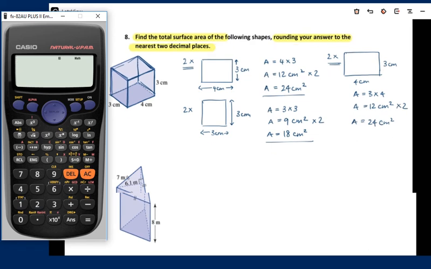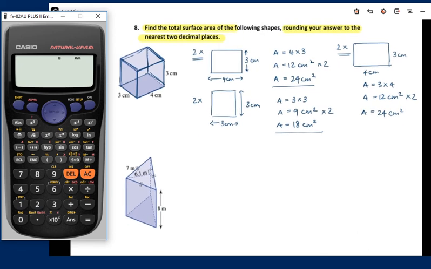Now that we've found the area of each of the surfaces, what we then need to do is add them all together, because the key word being total. So I'm going to go 24 plus 18 plus 24 using my calculator. That'll give me a total of 66 centimeters squared, and that'll be my final answer. So the total surface area of this rectangular prism is 66 centimeters squared.